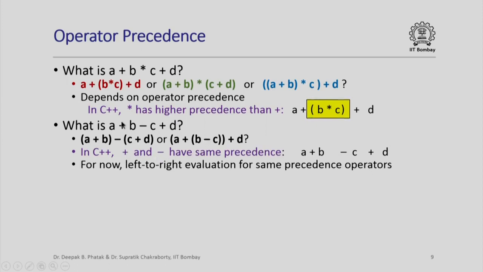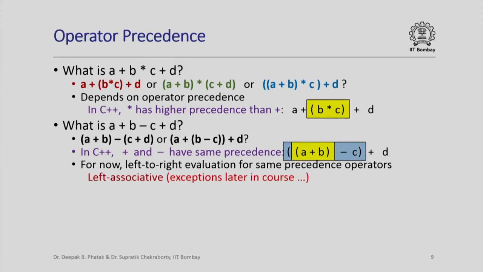Now in C++, the addition and subtraction operators have the same precedence, and when we have operators with the same precedence, what do we do? We go from left to right and we evaluate the operators as we encounter them. So in this case I will first evaluate a + b, then I will evaluate a + b - c, and then I will add d to it. So this is also called left associative, that is we are associating operands to the operators as we go from left to right among operators with the same precedence.